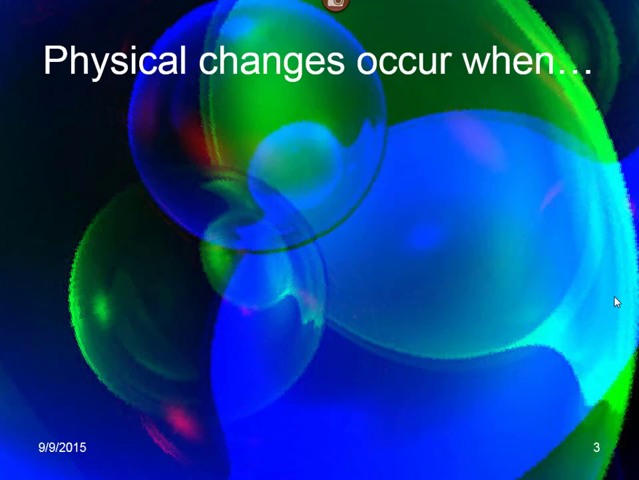Okay, here's the other thing we're going to review before we get to the new stuff. We have a test Friday, it's a good thing to review anyways. Physical changes occur when? What are some examples of physical changes? Freezing. What else? Melting. Evaporation.